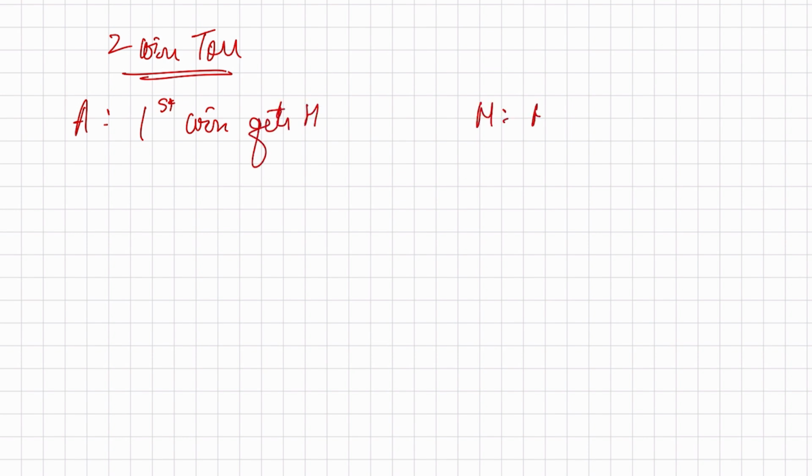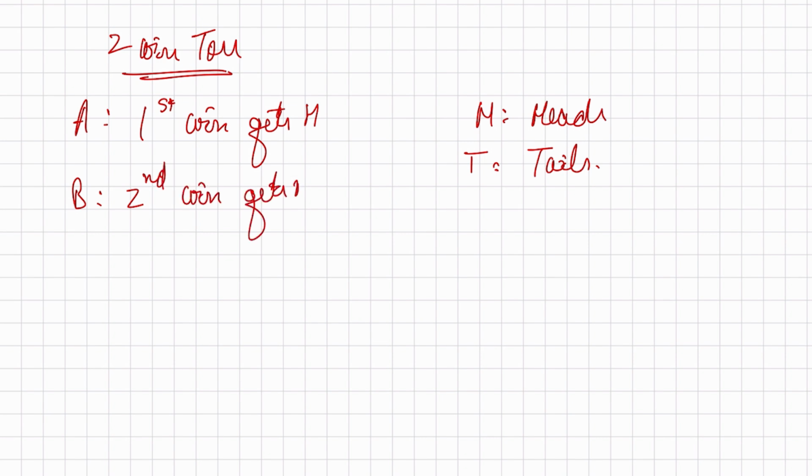Okay, so let's say we have two coin tosses. The first event A is the first coin gets heads, and H is basically heads here. And T, as you may have thought, is tails. And event B is the second coin gets heads. So what we're doing is, on a two coin toss game, we are defining two events. One is the first coin gets heads and the other is the second coin gets heads.